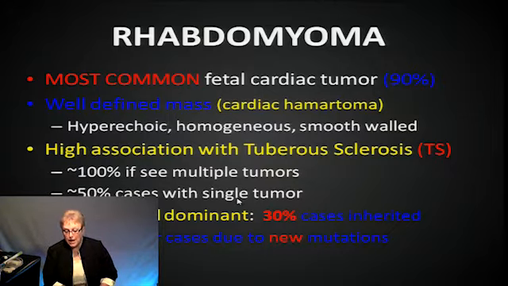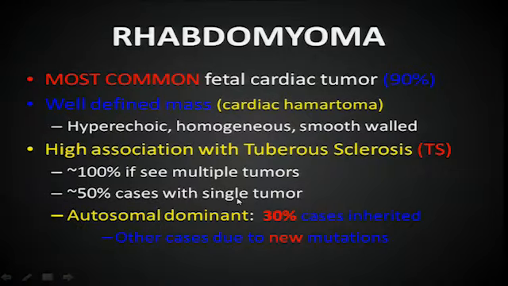They're usually well-defined masses. They're hyperechoic, homogeneous, smooth-walled, and they have a high association with tuberous sclerosis. If you see multiple tumors and you look other places and you see other tubers, 100% of the time it's going to be tuberous sclerosis. If you only see a single tumor, there's a 50% chance that the baby has tuberous sclerosis. It's autosomal dominant. 30% of the cases are inherited, and other cases are due to new mutations.